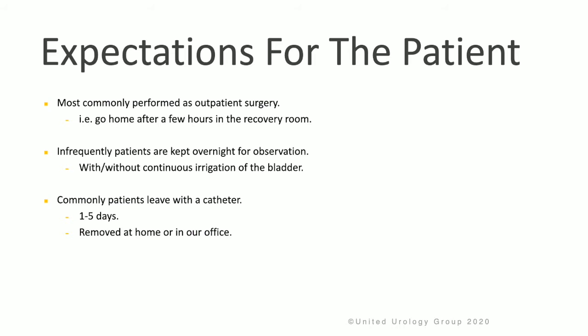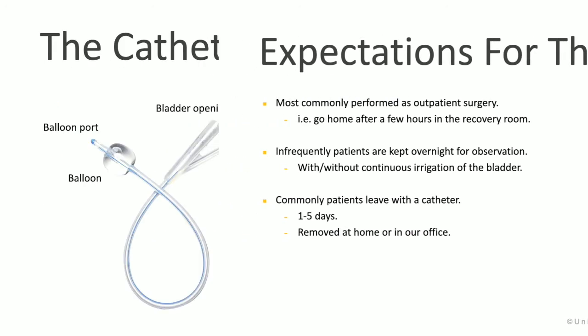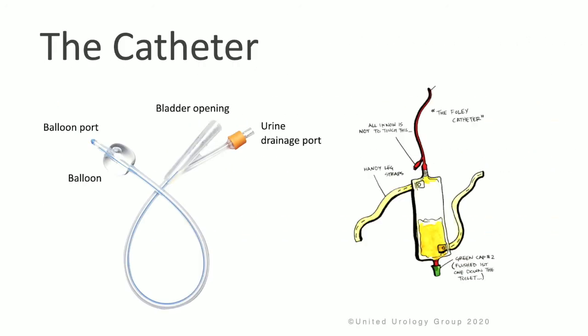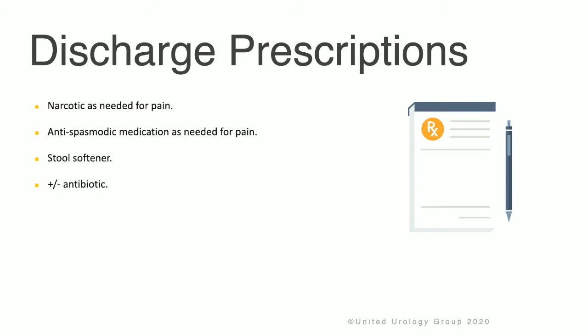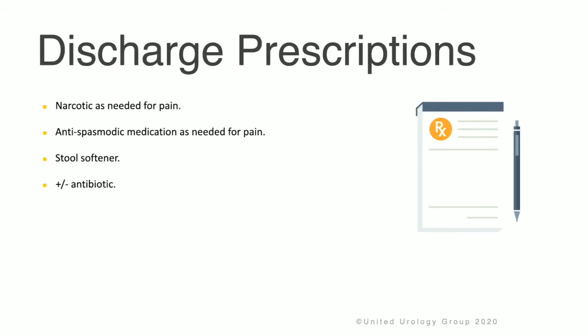Patients usually leave with a catheter to stay in place for 1 to 5 days, which can be removed at home or in our office. Patients with a catheter in will go home with both a leg bag and a larger bag for nighttime urine collection. At the time of discharge, a physician will give patients prescriptions for narcotic to take as needed for pain, antispasmodic medications for spasms of the bladder, a stool softener, and sometimes an antibiotic.